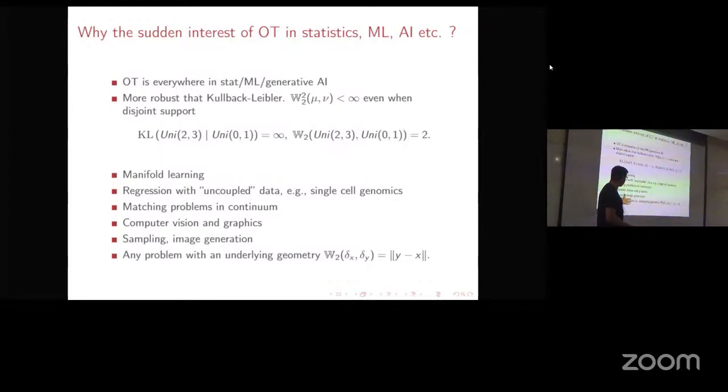Essentially, the reason why people like optimal transport is because it respects the underlying geometry and lifts it to the space of measures. And the reason is very obvious. If you take two delta masses, a delta mass at x and a delta mass at y, the optimal transport distance between the measures is just the Euclidean distance, the norm of y minus x.